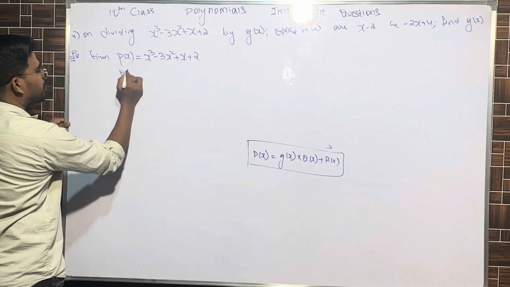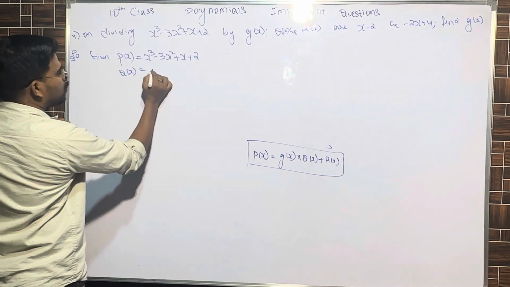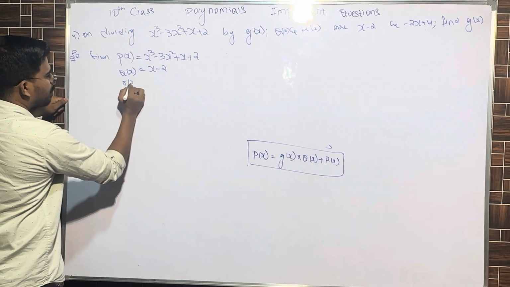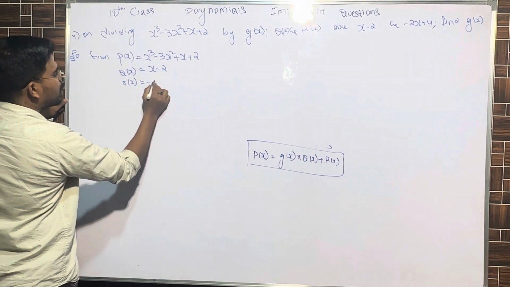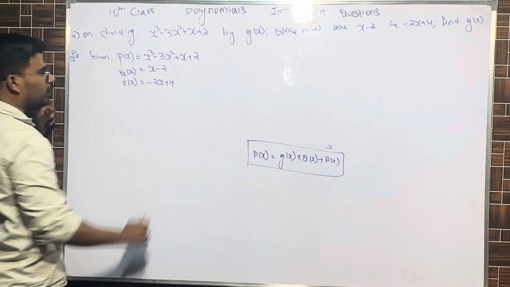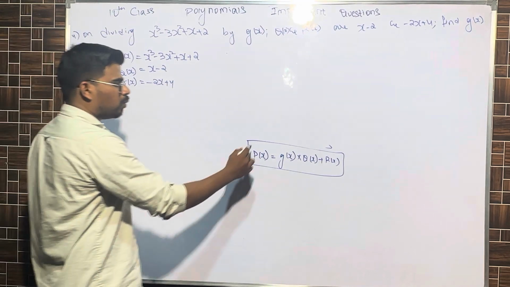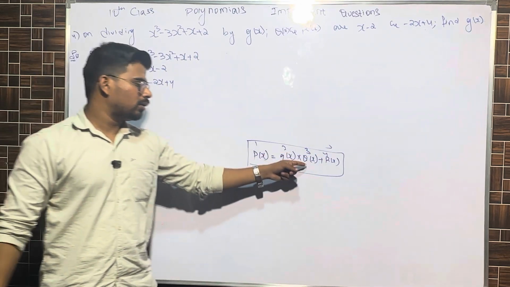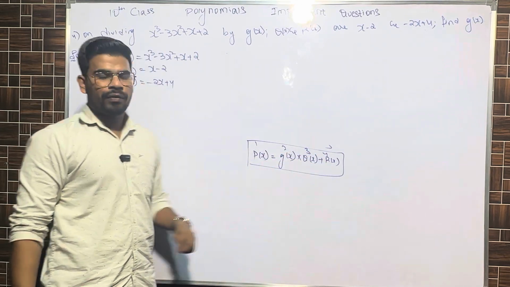What is q of x? Let me write it here. q of x is equal to x minus 2. Quotient is x minus 2. Remainder r of x is nothing but minus 2x plus 4. So 4 terms are there: 1, 2, 3, 4. Amongst these 4, 1, 3 and 4 are given. We have to find 2.